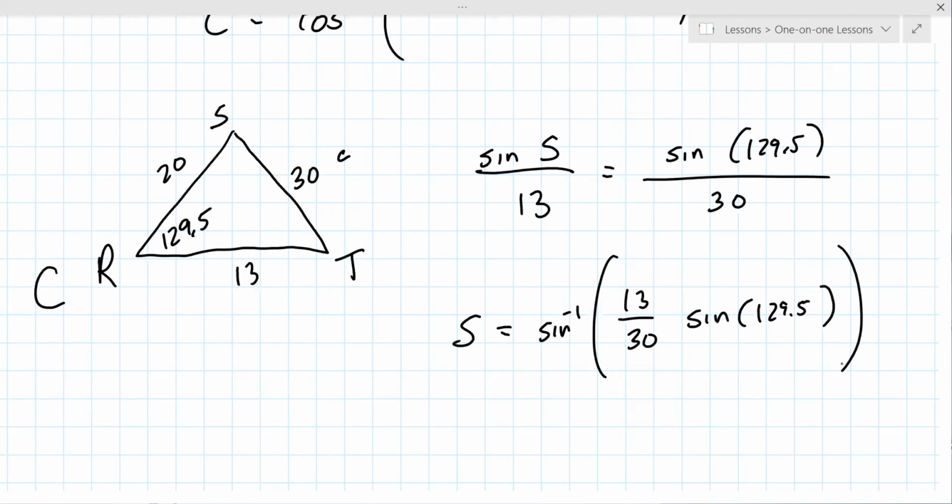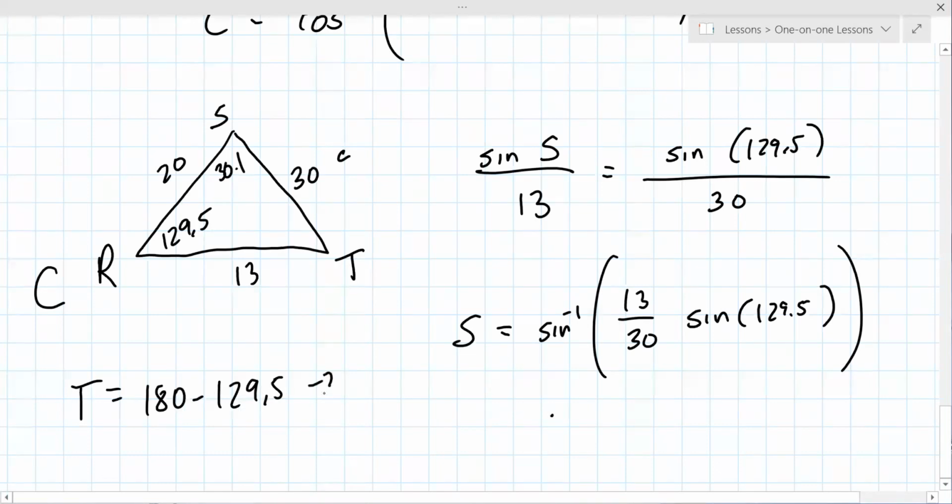All right. So I get 30.1. Okay, 30.1. And then to find t, you're going to subtract from 180. So t equals 180 minus 129.5 minus 30.1. And that does work. You do get a reasonable number there. All right. 20.4.